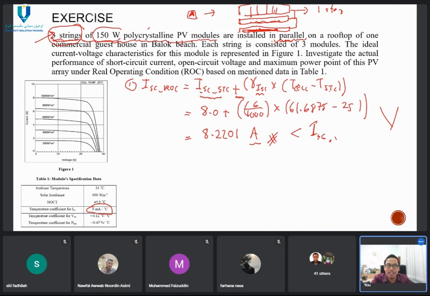Look at this: investigate the actual performance of this PV array. I wrote it quickly this time, I just did not highlight or bold it. This is the PV array. One string, how many modules? There is a question here.